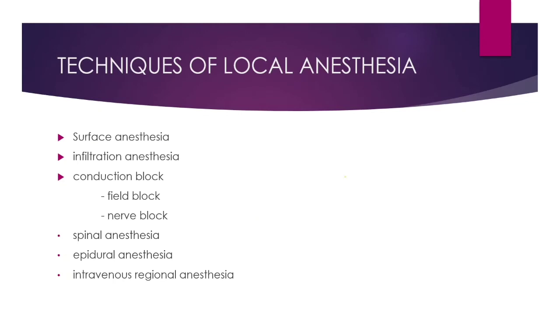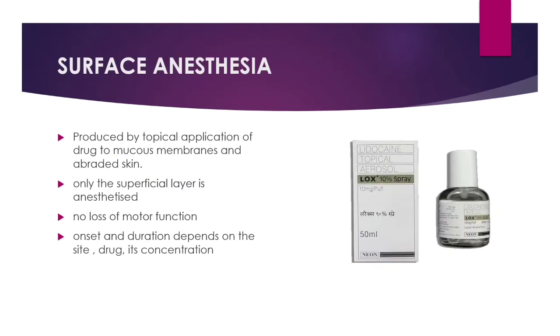What are the techniques of local anesthesia? It can be used as surface anesthesia, infiltration anesthesia, conduction block, that is field block and nerve block. It can be used as spinal anesthesia, epidural anesthesia and intravenous regional anesthesia. First one is surface anesthesia. It is produced by topical application of drug to mucous membrane and abraded skin.